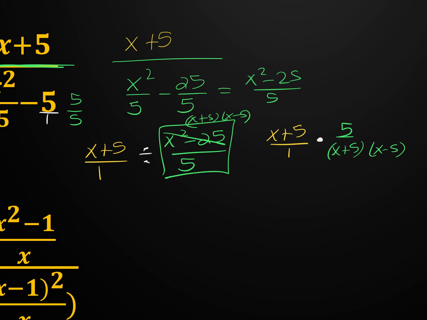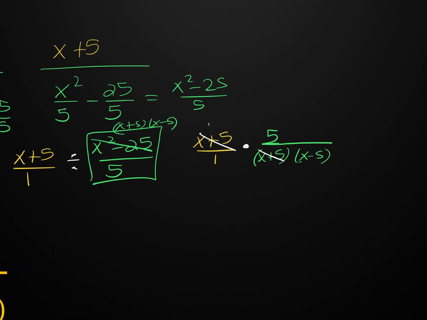And then now I'm going to look for things to simplify. I can simplify the x plus 5, and now I'm going to multiply what's left over. So this all became 1s, so 1 times 5 is 5, and 1 times x minus 5 is just x minus 5. Do not do this. Do not do that. It's attached. So the final answer is 5 over x minus 5.